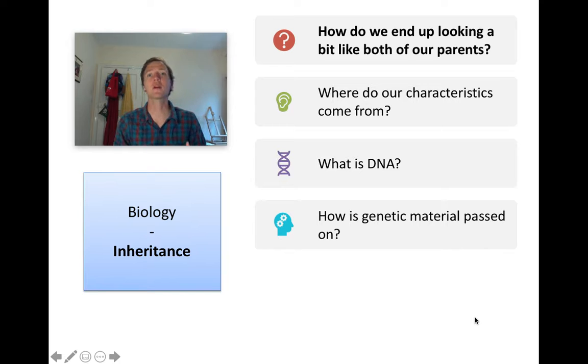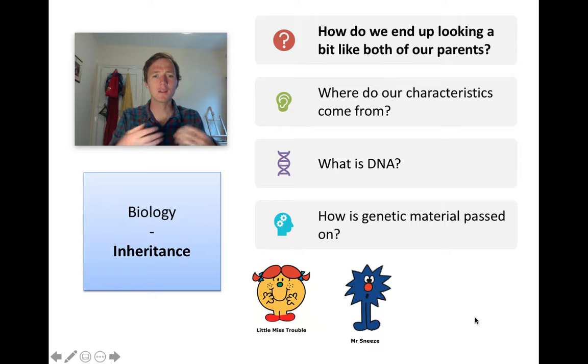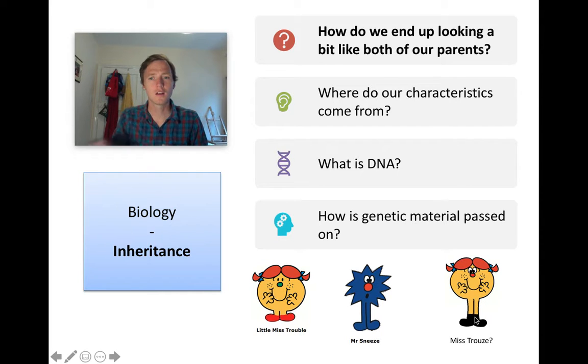And today we're going to be thinking about inheritance. How is it that we end up looking a bit like both of our parents? How come when Little Miss Trouble and Mr. Sneeze have a child, they share certain characteristics? They look in certain ways like each of their parents, like she's got the same hair as her mother, the same nose as her father.